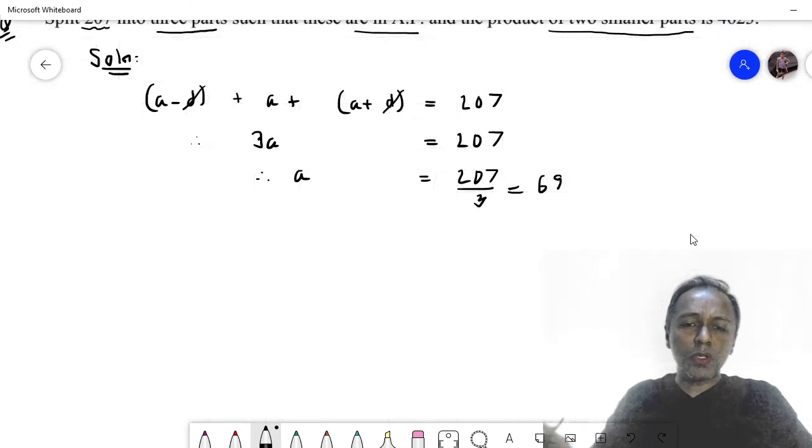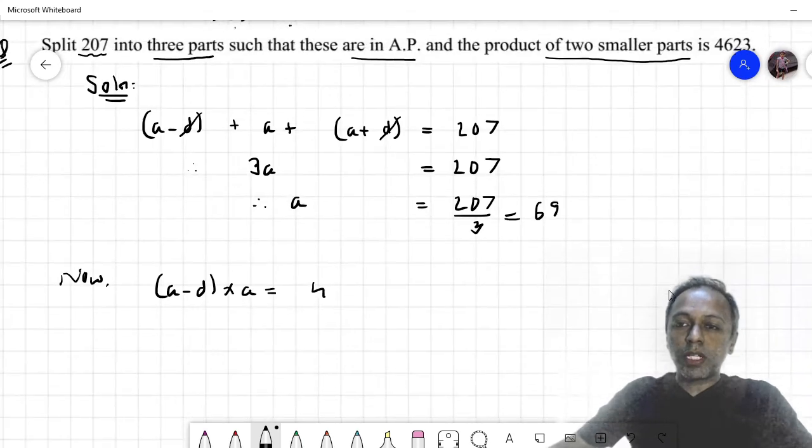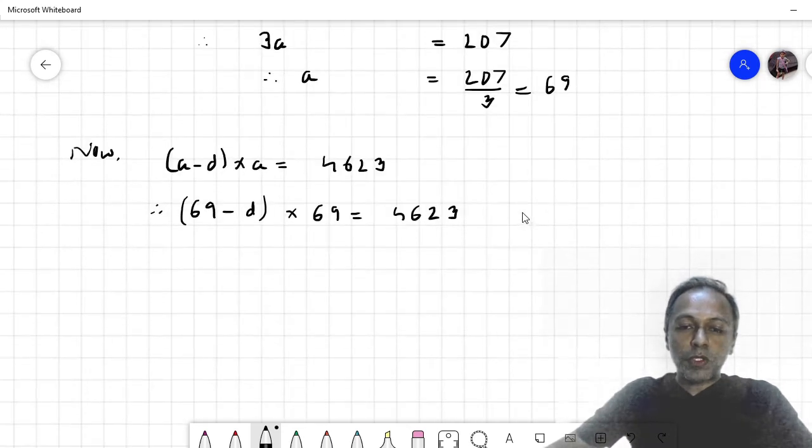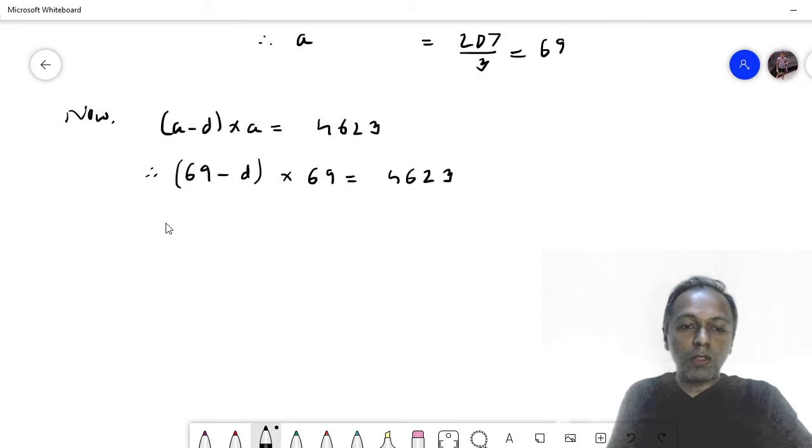The product of the two smaller parts is 4623. So we can write now A minus D into A, the product was said as 4623. Correct? 4623. Therefore 69 minus D into 69 is equal to 4623. We can observe 46 here. 23 will go, even 69 will help you with divisibility. So this will become 4623 upon 69.